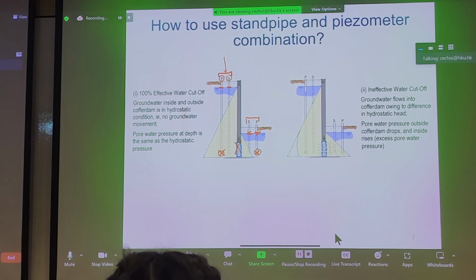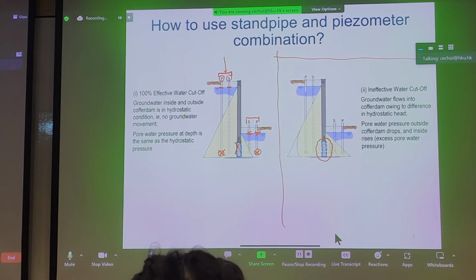Now, let's take a look at this case here. For the case on the right, we have an ineffective water cutoff. What does that mean? Well, it means, if you look at this little red circle here, this grout curtain, it wasn't done so well. We're getting some movement of water right through this so-called grout curtain anyways, at the toe of the diaphragm wall. It's not ideal if the ultimate goal is to get 100% cutoff.